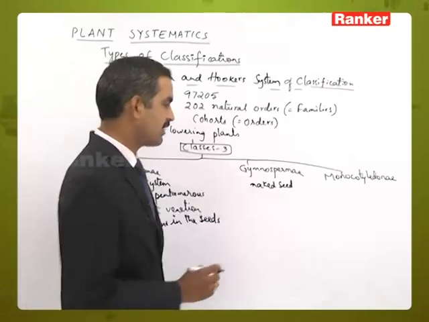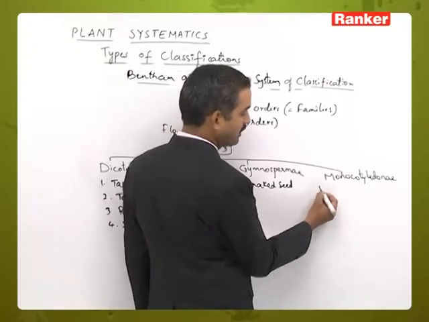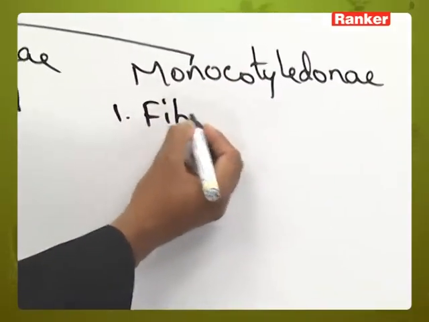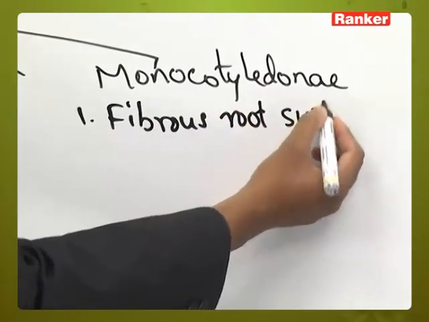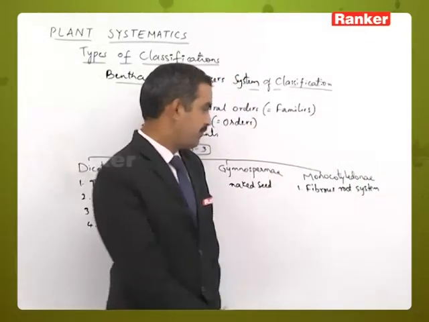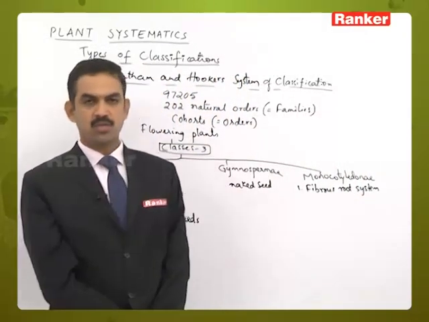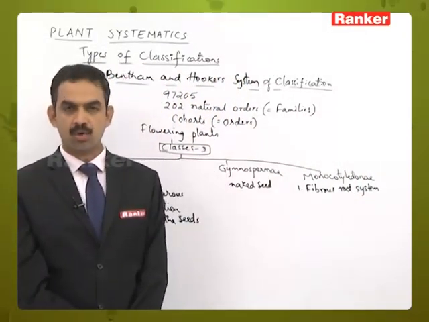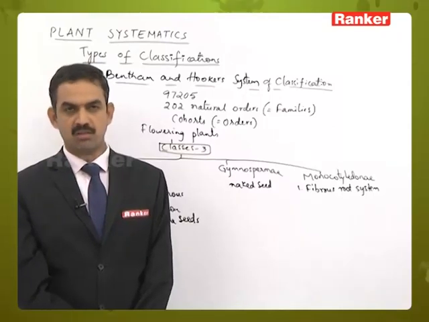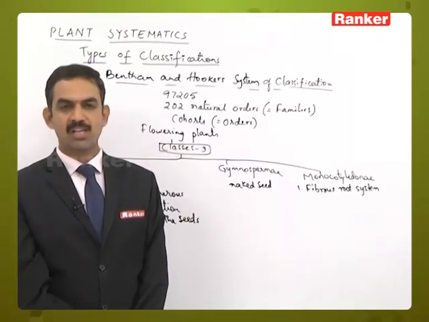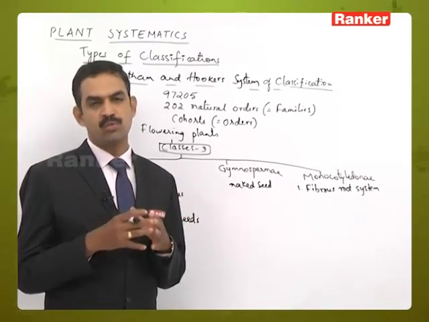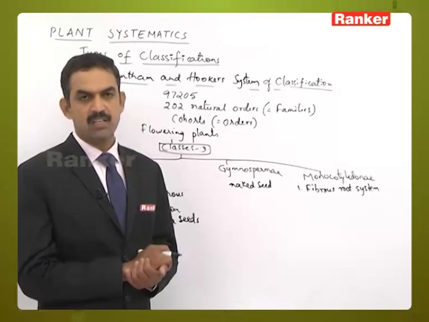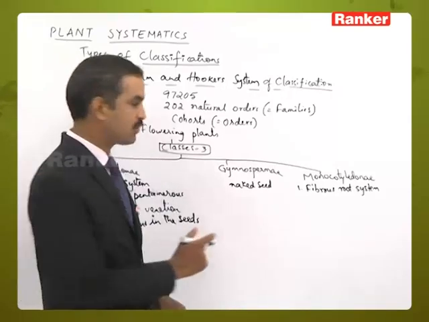And what are the characters that have been observed in monocots? First one is the presence of a fibrous root system. Fibrous root system means the radicle develops into the taproot or primary root that will perish after a few days, and in place of that, many fiber-like roots will arise from the base of the stem. Such a type of root system is called a fibrous root system.